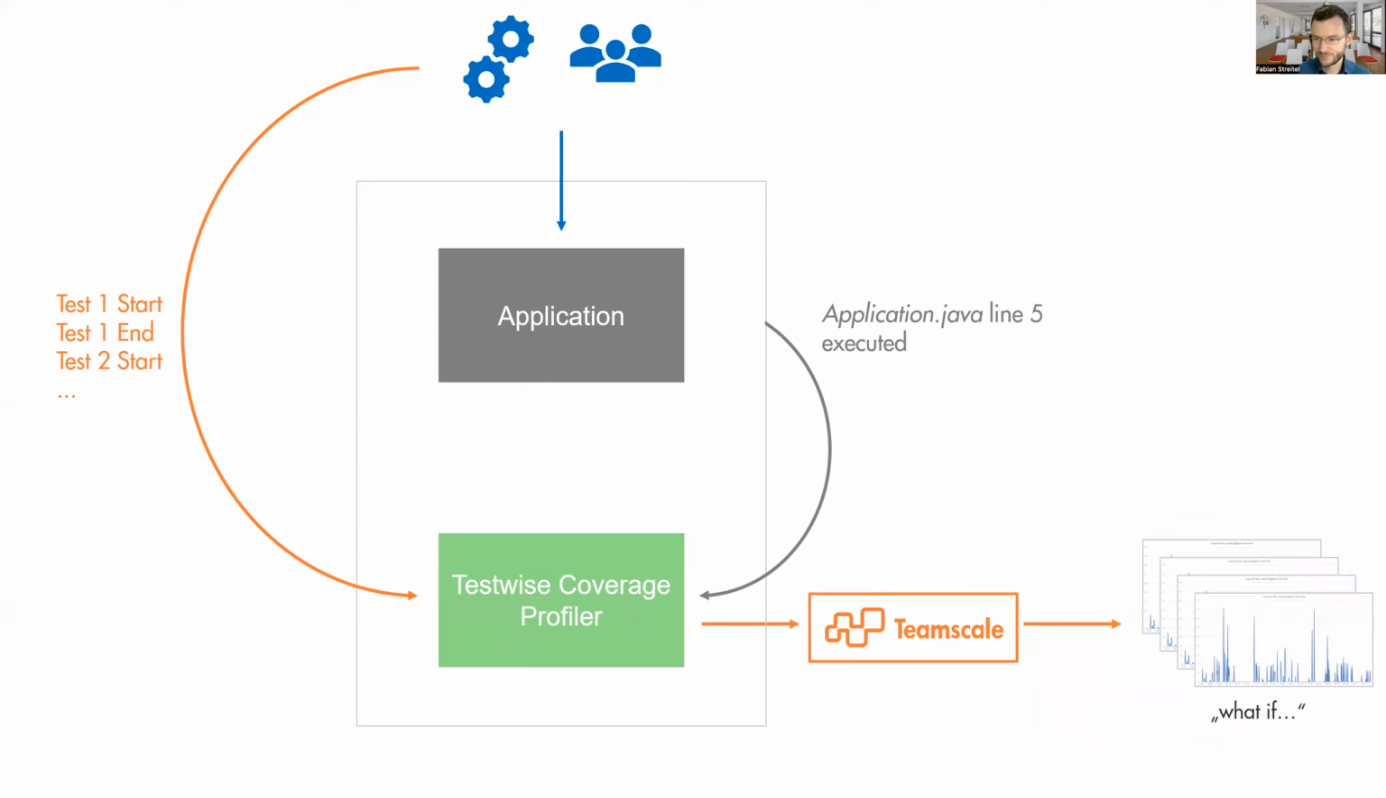When we have this, then we can send that data to Teamscale. And once we have this test-wise coverage data in Teamscale, then we can play what if. So we can ask Teamscale what would have happened in the last 1 or 2 years when you were running tests in your CI pipeline. What would the speed up have been?